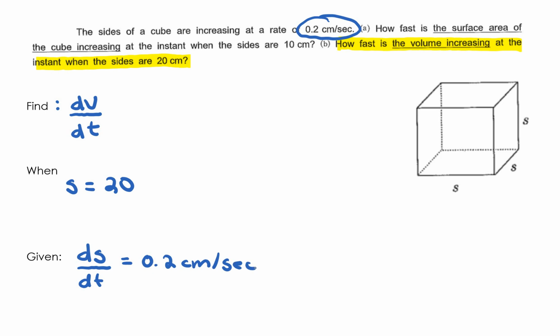Since we're trying to find dV by dt, the formula that relates everything together should be the volume of a cube. The volume of a cube is just length times width times height. Here's your length, here's your width, and there's your height. If I multiply all that out, I should get s to the power of 3. And if I want to find the derivative of volume with respect to time, that's going to be dV by dt.